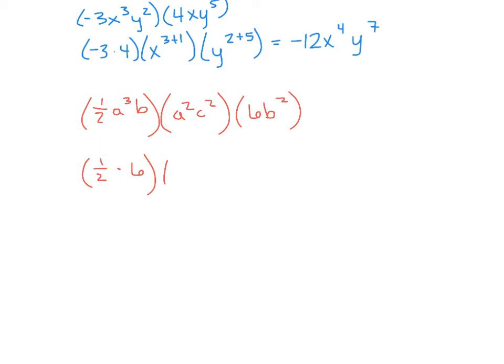And we're going to combine our a's. So we have a, and we have a cubed and a squared. And then we're going to combine our b's, and we have b times b squared. And then our c squared. And the middle term is all by itself. So half of 6 is 3. When we combine our a's, we get 5. When we combine our b's, we get 3. When we combine our c's, well, we have nothing to combine.